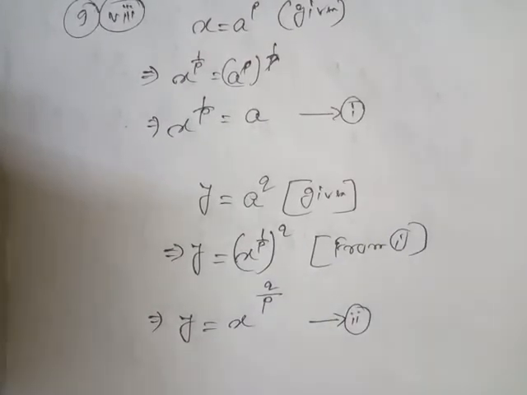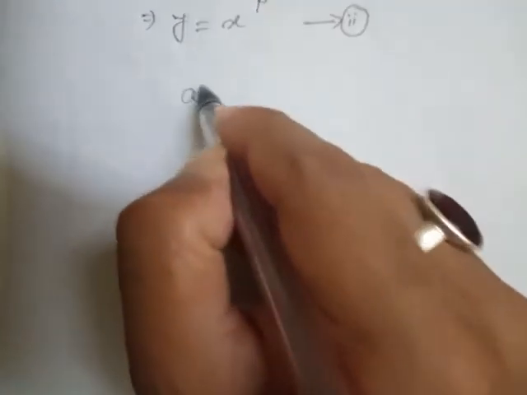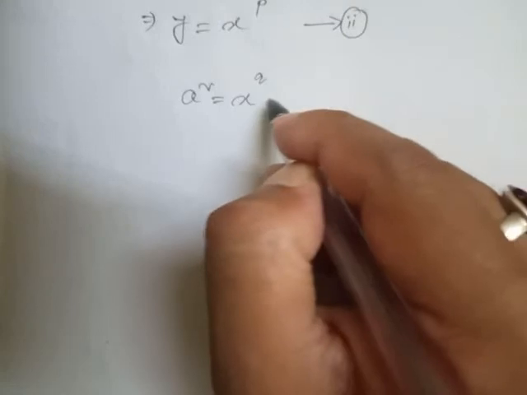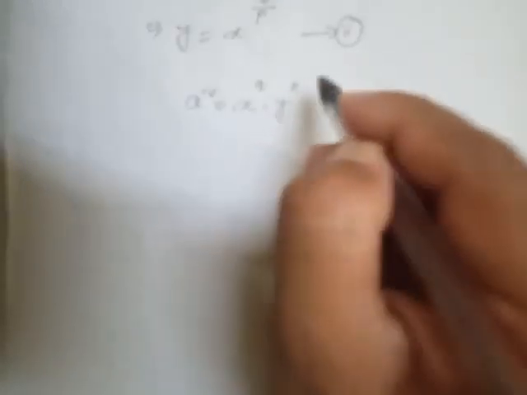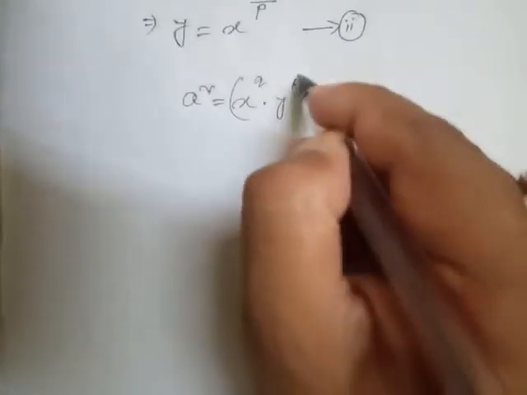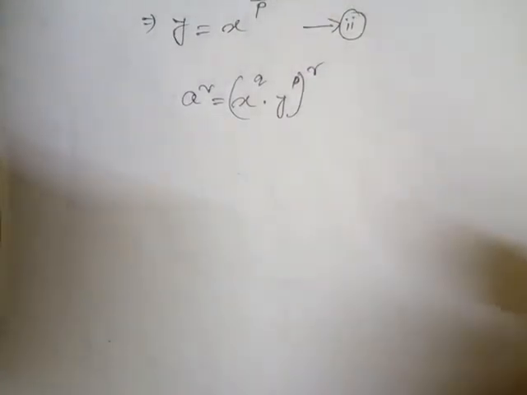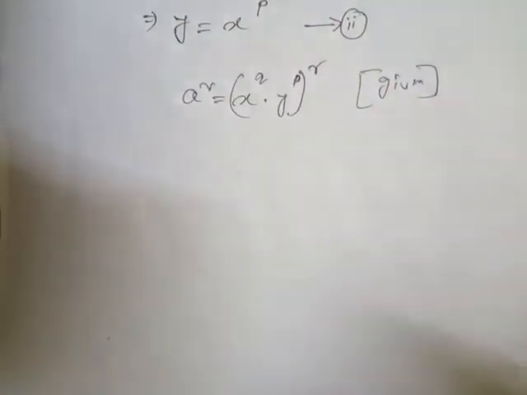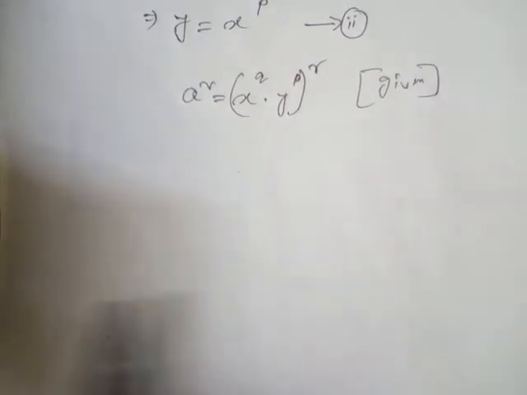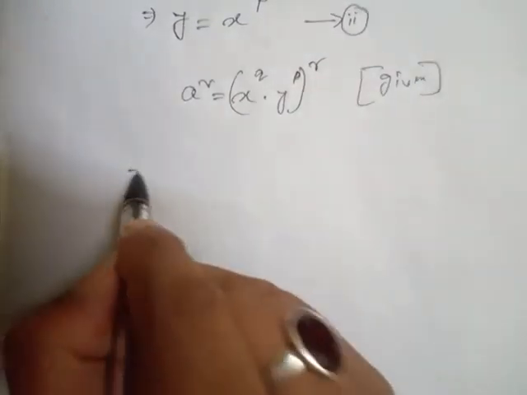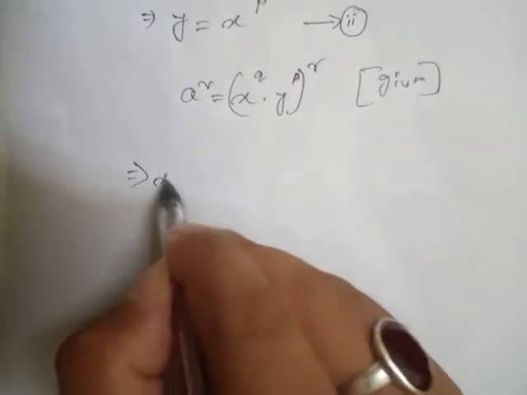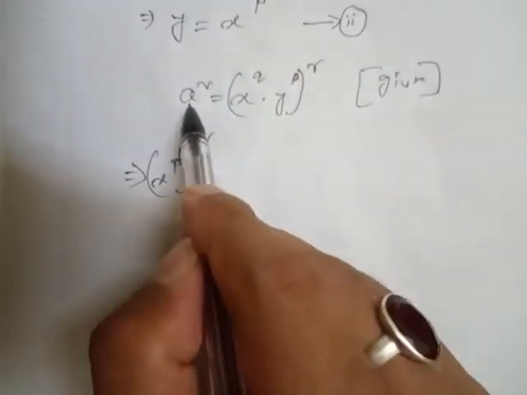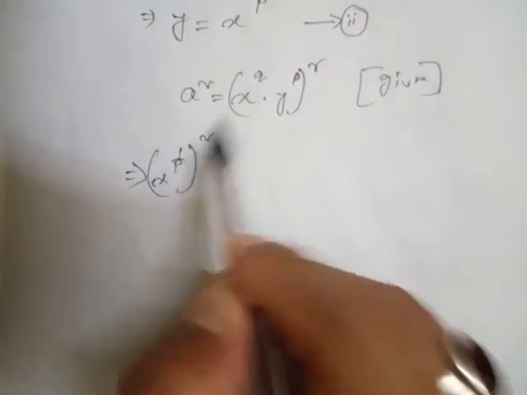Now after that, one more condition is given here, that a square equal to x to the power q into y to the power p, then whole to the power r. This is also given part here. So given if it is there, so a square, now value of a is x to the power 1 by p. A square means 2. Value of a is x to the power 1 by p, then square.